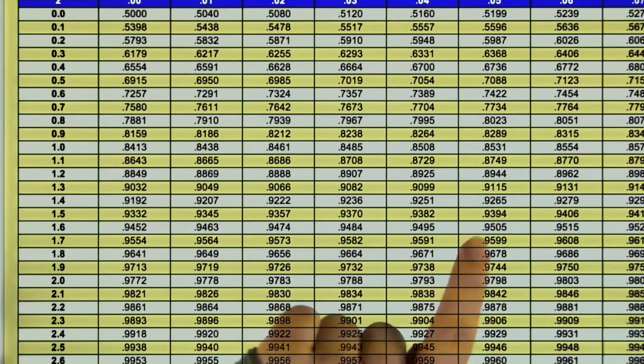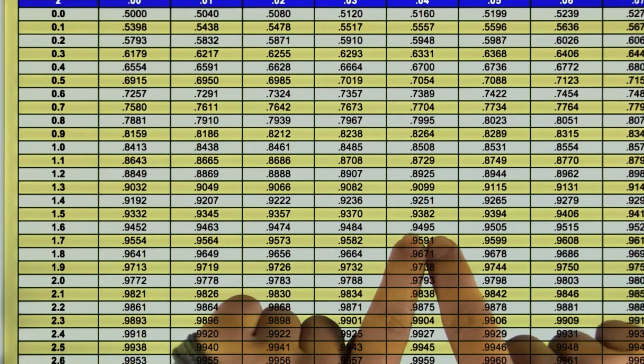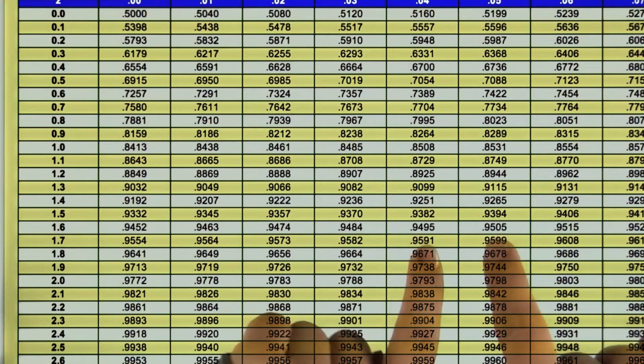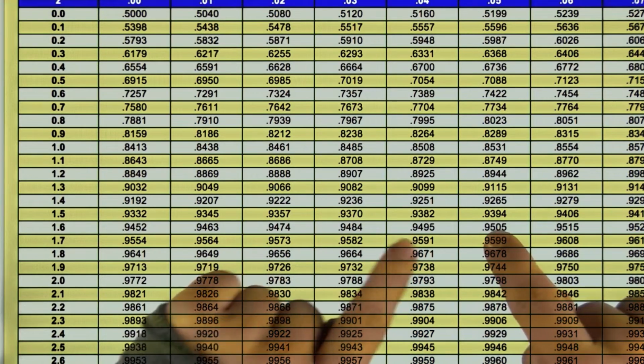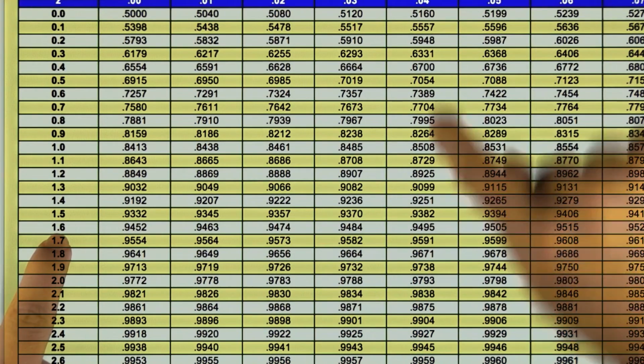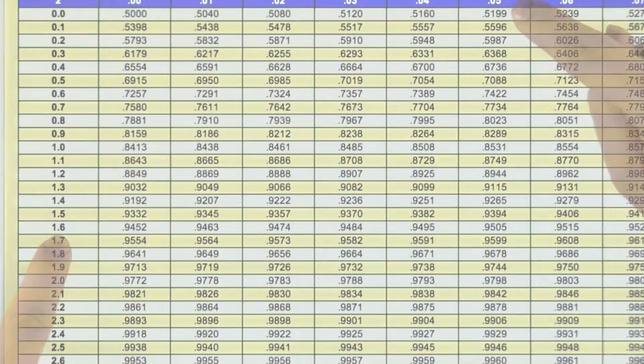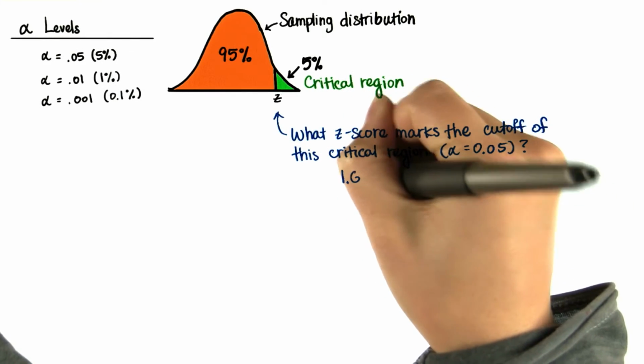Let's zoom in a little. Here we have 0.9495 and 0.9505. Hopefully you can see that. 0.95 is in between those. So if you said either 1.64 or 1.65, then you got it right. Let's just say it's about 1.65.